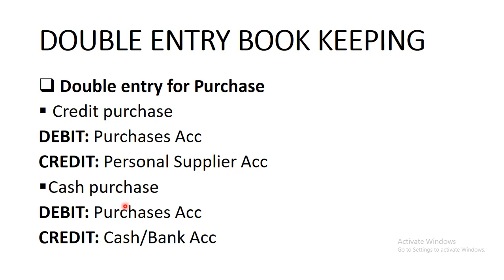Then for a cash purchase, we need to debit the purchases account, and then you credit the cash or bank, depending on how we made that particular payment. So I'll reiterate. When you're carrying out the double entry for purchases, for a credit purchase, you debit the purchases account, then you credit the personal supplier account. For a cash purchase, you debit the purchases account, and then you credit the cash or bank account, depending on how that purchase was settled.